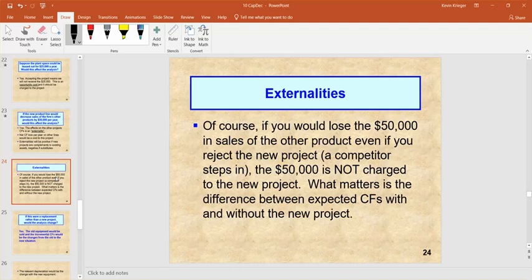And this is just kind of a way of summarizing. Of course, if you would lose the 50,000 in sales of the other product, even if you rejected the new project, then you don't charge it against the new project. What matters is the difference between expected cash flows with and without the new project. And that's not just for externality, that's for everything. But right, the idea is, hey, if I had 50,000 in sales and I was going to lose it anyway, then I would not subtract it off of the top line, for example. Only things that are incremental, that hinge on whether or not your project is actually undertaken, are factored in.